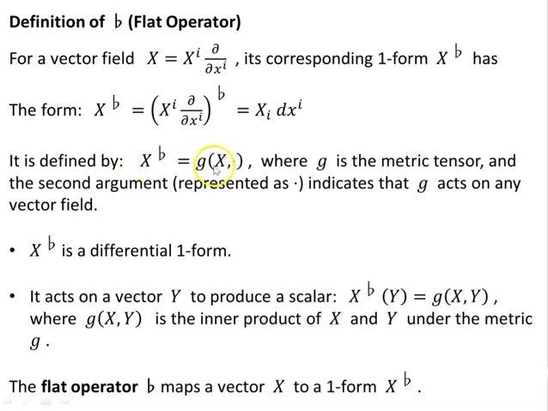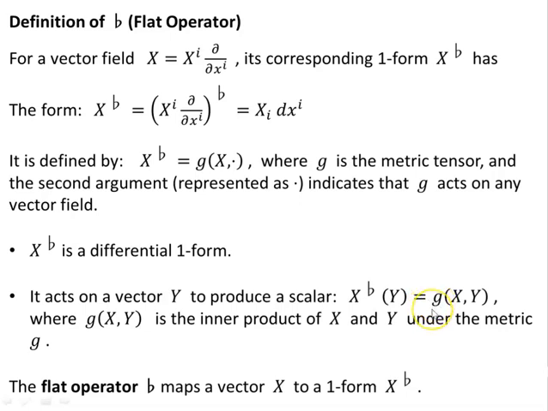Its operation there is it takes a vector and contracts it with another. So X flat is a differential one form. It acts on a vector Y, let's say, to produce a scalar. So X flat operating on the vector Y is just the inner product under the metric g of the two vectors X and Y, where g(X, Y) is the inner product of X and Y under the metric g. Now, in tensors, we recognize this as the lowering of the indices, and later on we'll come to that, and we'll see how that works under a general metric.